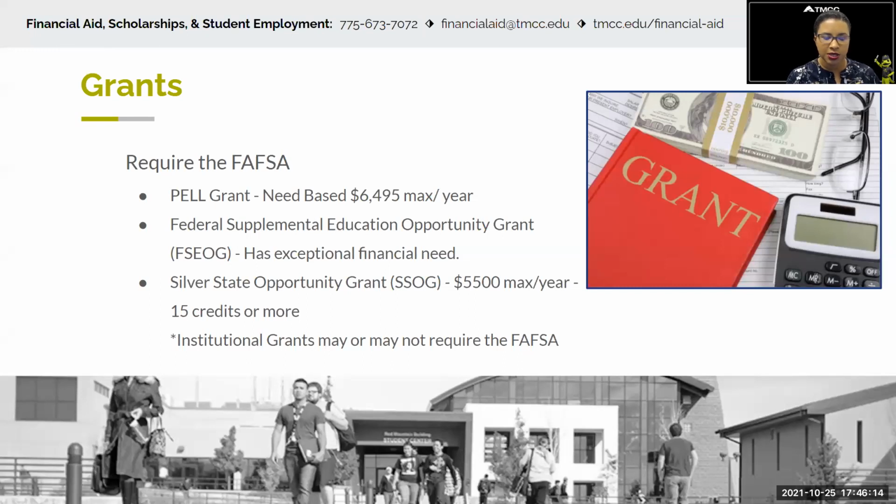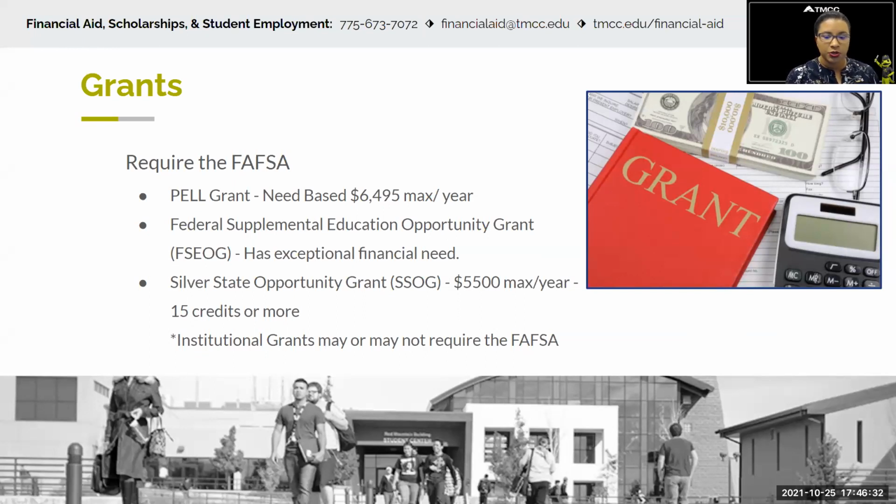That one does have limited funds though, whereas the Pell Grant does not. So with that one, it usually is given to students who have exceptional needs. So their difference between their cost of attendance and their EFC is bigger.